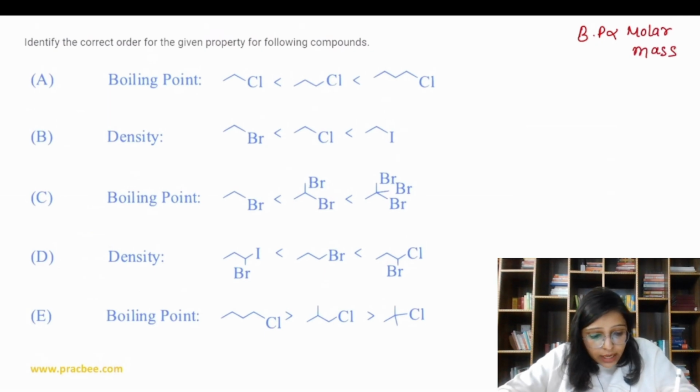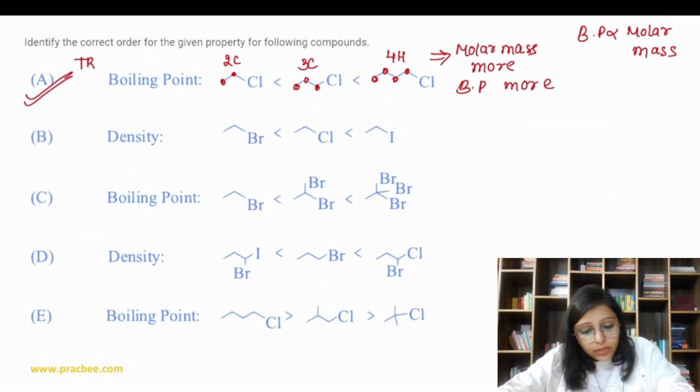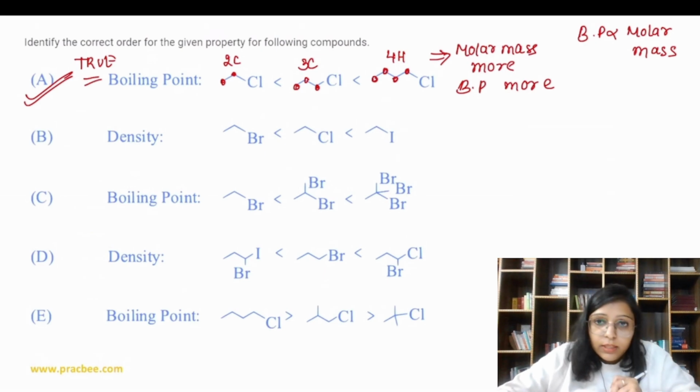If you see that here number of carbon atoms are more, 4 carbon. Here we have 3 carbon and here we have 2 carbon. 2 carbon, 3 carbon, 4 carbon. So here molar mass is more, right? Molar mass more. So we can say boiling point is more. So it means this is going to be the correct one. This is true. This is correct. Okay. Now we have to check for B.